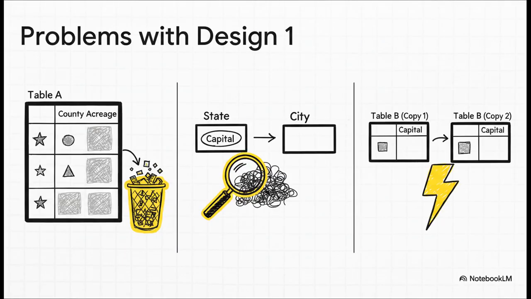And this slide shows exactly why that's such a bad idea. First, you get massive data redundancy. The acreage for Los Angeles County gets repeated for every single city within it. That's a huge waste of space. Second, the state's capital is just a word, it's just text. It's not a real link to the actual city entity. And this makes the data dumb. You can't just ask, hey, what's the population of the capital city? Because the system has no idea those two things are actually connected.